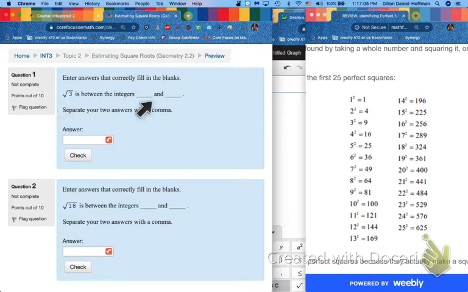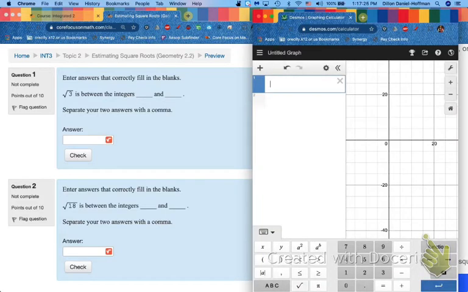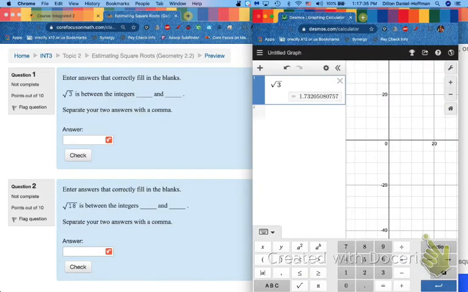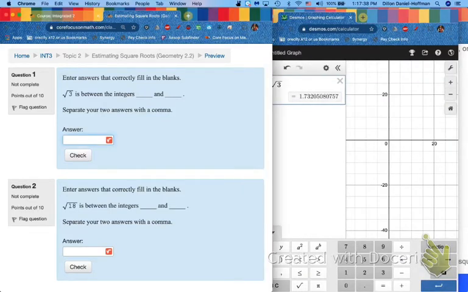I need to find, looking at the perfect square side, where 3 falls in between perfect squares. So 3 is between 1 and 4. That means that the square root of 3, if I go to the left side, is between 1 and 2. And I can clarify that. Check it out. If I take the square root of 3 on the calculator, it's going to give me a decimal that is in between 1 and 2, 1.73. So then I need to put, since it's between 1 and 2, 1, comma, 2.